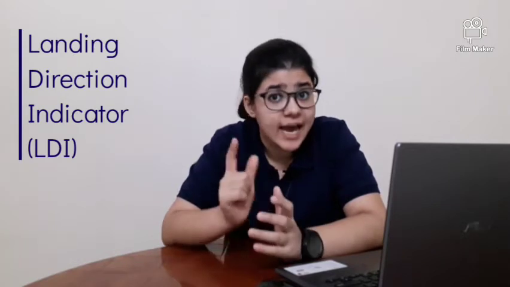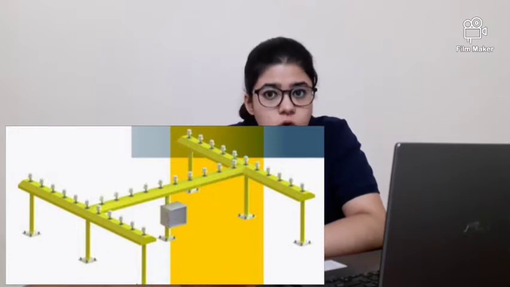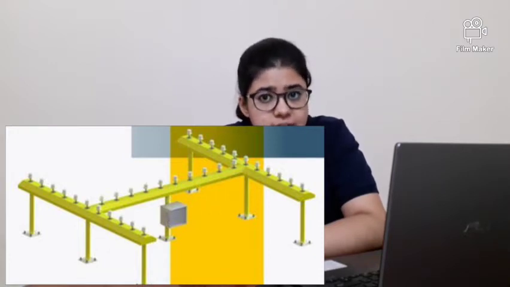Next is identification beacon. It is a beacon that emits coded signals and it is used to designate a particular point on an aerodrome. Next, we will be talking about the landing direction indicator. As the name suggests, it is used to designate visually the direction of takeoff and landing designated at that time.